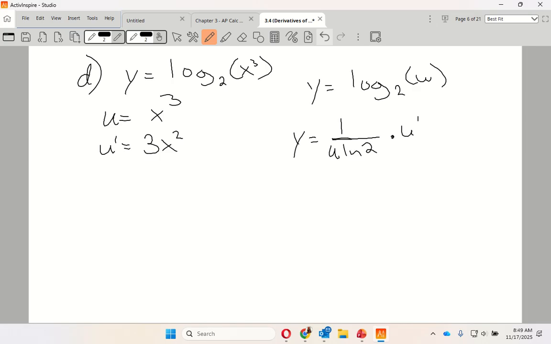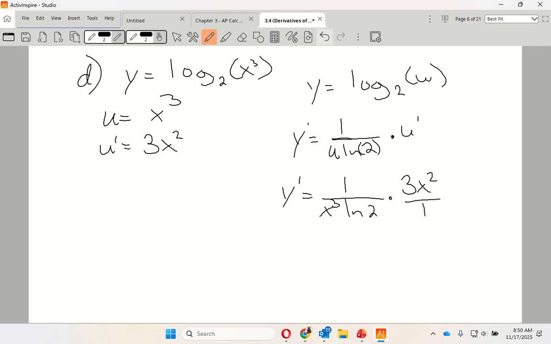For the bottom, can it also just be 2 ln u? No, because that 2 has to go inside the ln. Oh, okay. Alright, and put it all back. These are all y prime, sorry. 1 over x cubed ln of 2 times 3x squared. And I put it over 1 to try to simplify it, to show what we could do with this. What can I do?